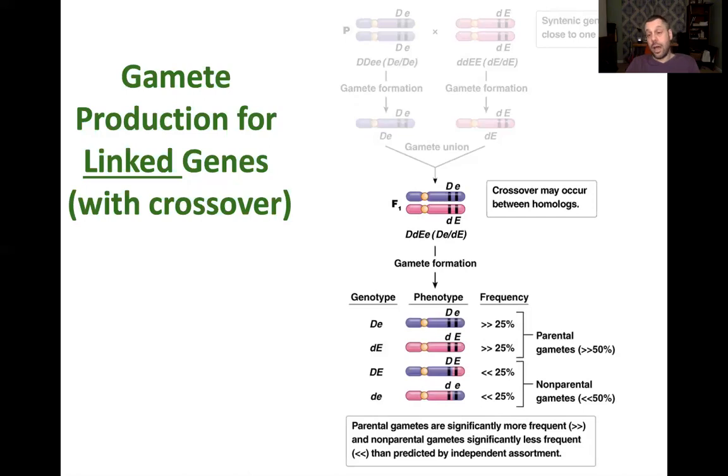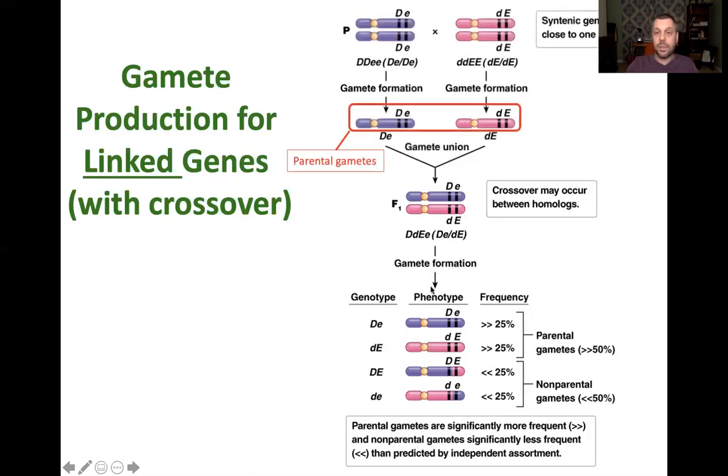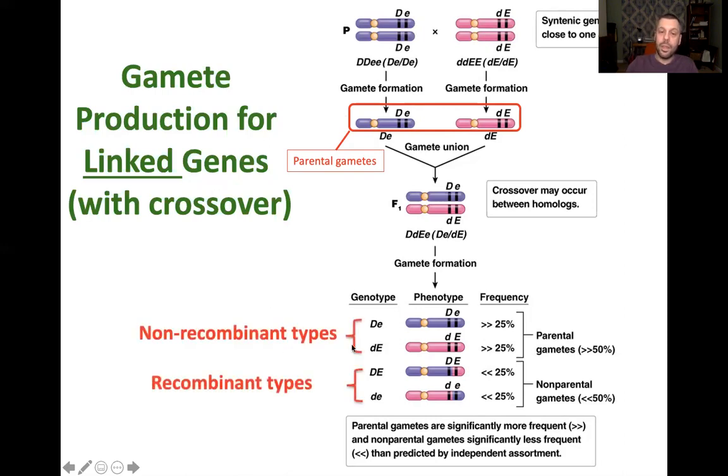You get the original kind, big D little e, little d big E, the parental gametes. And you get ones where a crossover has occurred. You can see how we've moved pink and purple DNA around here. In this case, these are the non-parental gametes because they're different from the parental gametes. These would be called non-recombinant types or parental types. These bottom two would be called recombinant types.